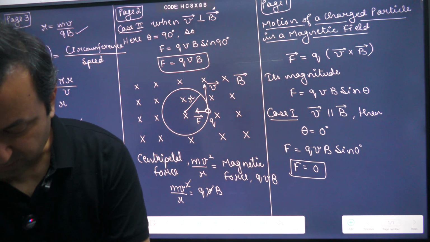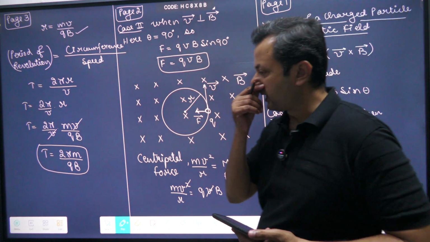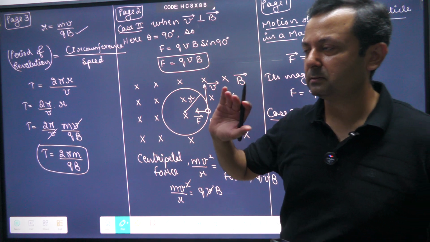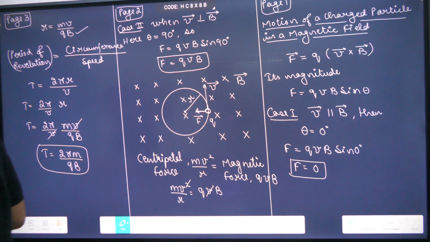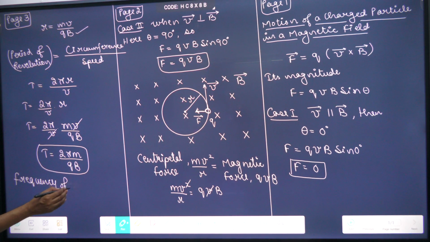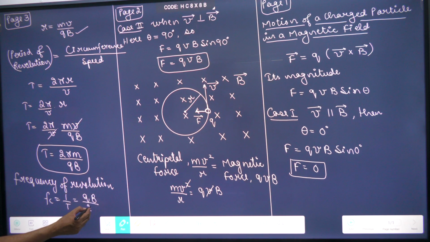T is equal to 2 pi m upon qb. The frequency of revolution: we know that the reciprocal of the time period gives us the frequency. So frequency of revolution is f is equal to 1 upon T. 1 upon T means reciprocal of time period. So f is equal to qb upon 2 pi m. Is this clear till now?